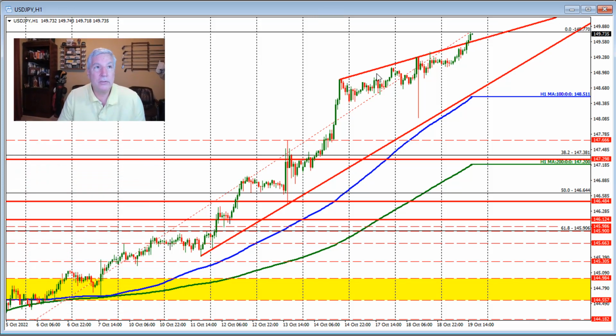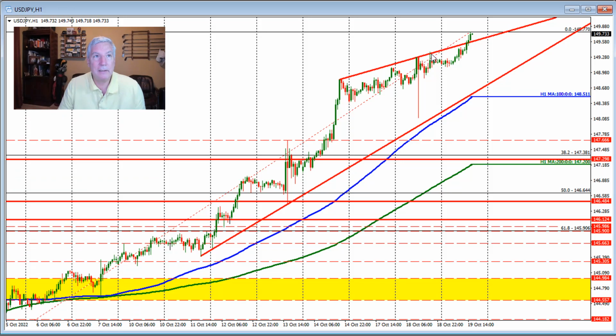Taking a look at this hourly chart, I put a new trend line connecting these highs right here. Swing high, swing high, swing high. And we moved above that level. So we're accelerating even more to the upside here. Although the gains are somewhat limited because of concerns about perhaps some intervention. But certainly the gains are higher.